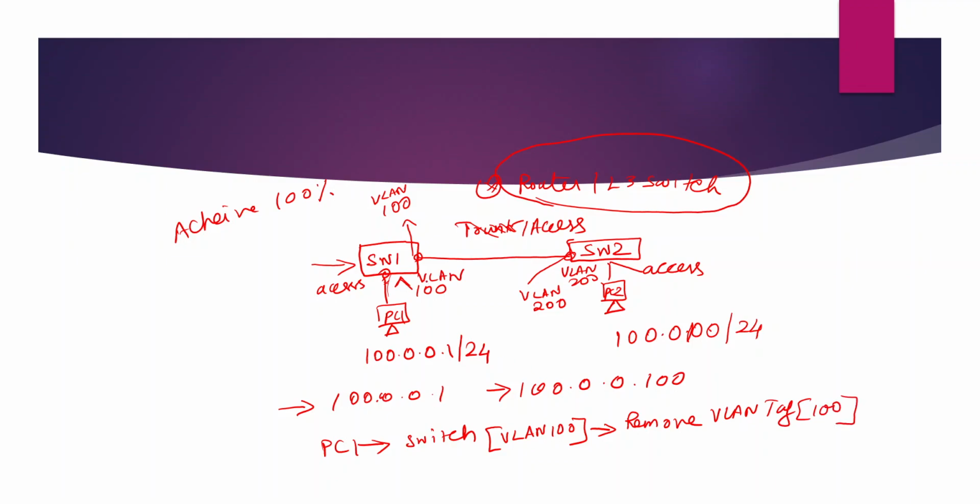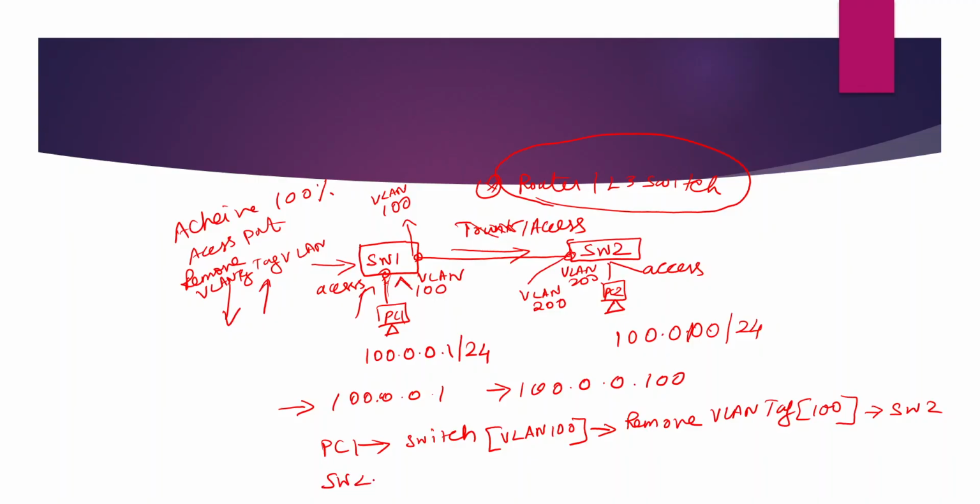I hope you guys are getting it. Here it's an access port. Only on the incoming it will tag the VLAN. When the traffic is going out of the switch through an access port, it will remove the VLAN tag. They both belong to the same VLAN, so when it comes in, it tags the VLAN, and when it goes out, it removes that VLAN tag and sends it to switch 2.